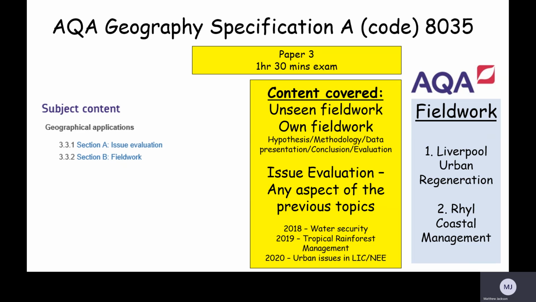However, we'll go out and we will do that fieldwork. So we'll go to Liverpool and we'll look at urban regeneration, and we'll go to Rhyl and we'll look at coastal management. The second part is issue evaluation. It can be on any aspect of any of the previous topics. So in 2018, it was water security. 2019, it was tropical rainforest management. And 2020 was urban issues in LICs and NEEs.